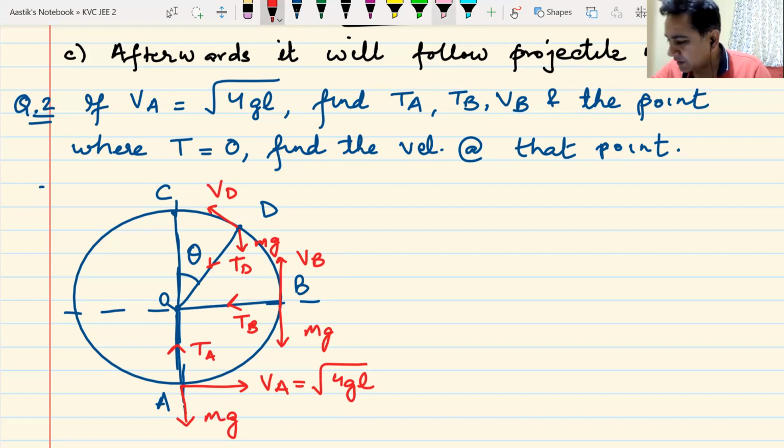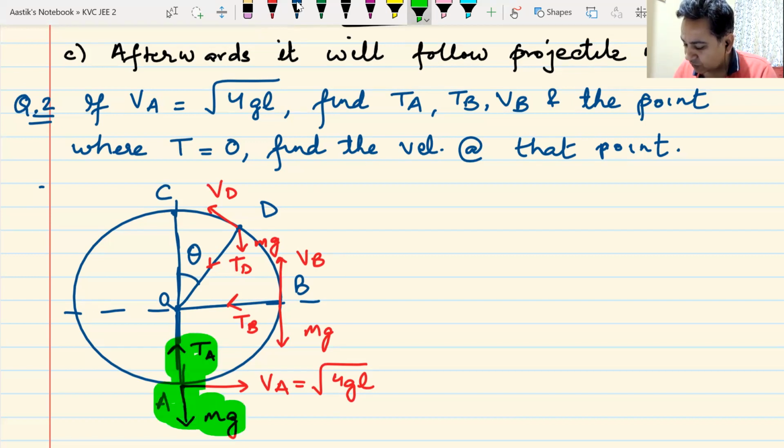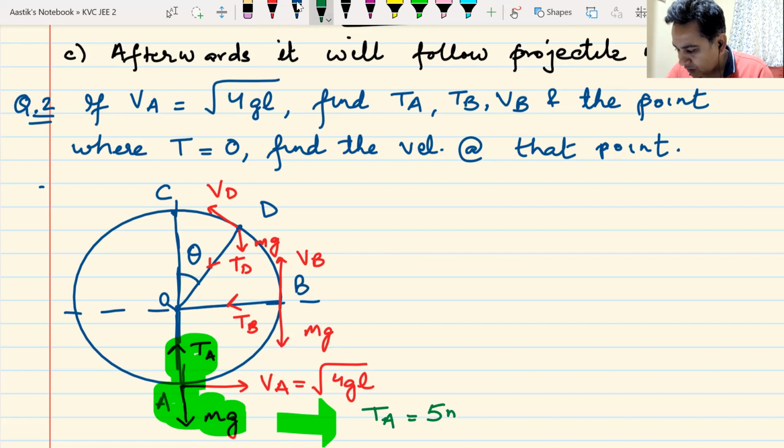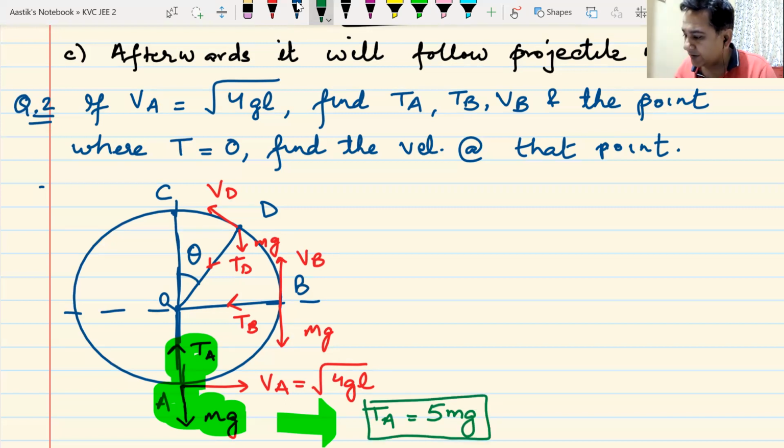Let us first write the green equation. The green equation is the equation at the lowest point. From there, I get the value of TA. What is the value of TA coming from the equation? 5mg, sir. TA will be equal to 5mg. Everyone got this? I don't have to write the equation. Yes or no? Okay, so I leave that part. TA is 5mg.